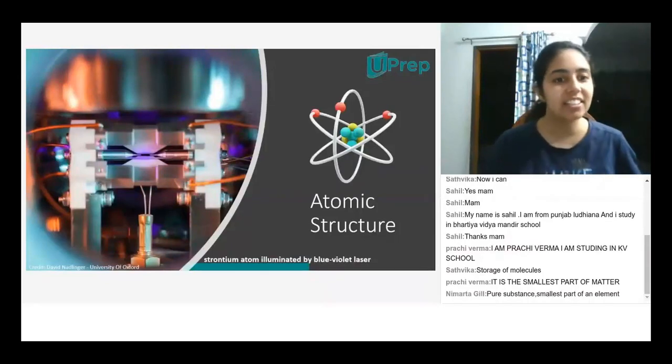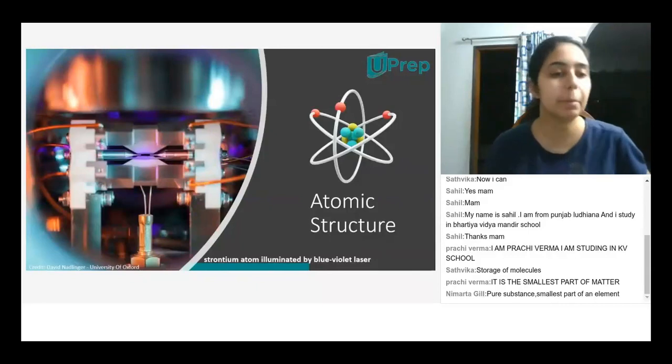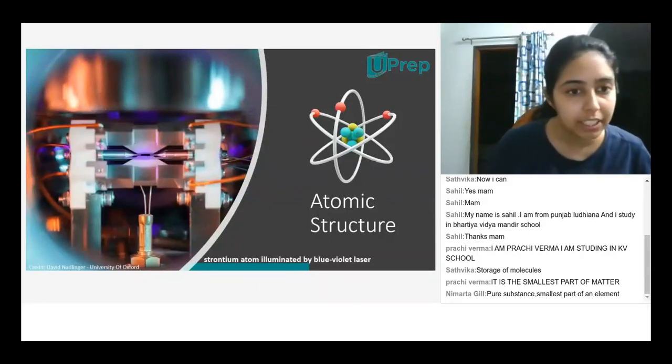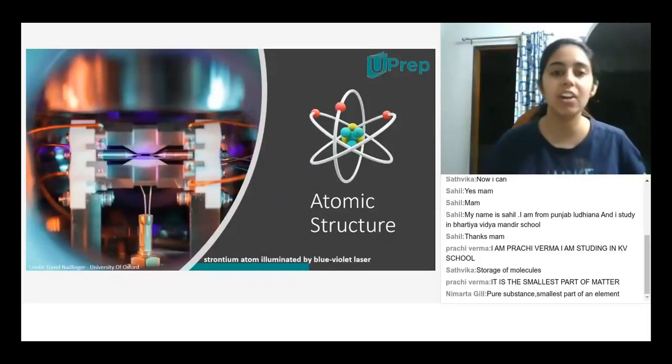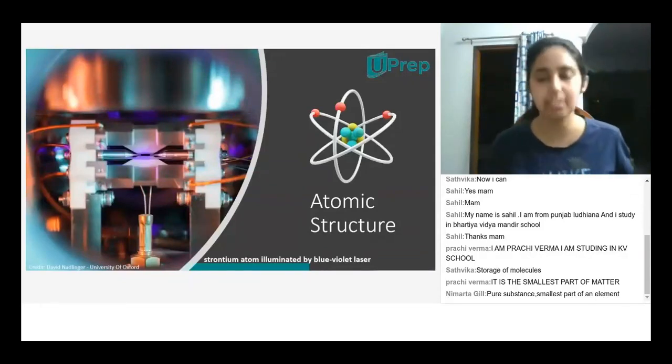No, Satvika, it is what molecules are made up of, okay? Pure substance, smallest part of an element. All right, very good. So, yes. So, atom is the smallest part of matter.